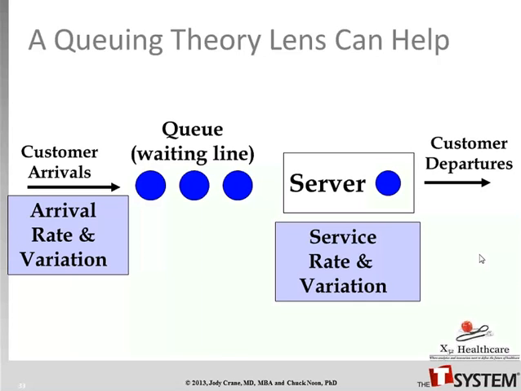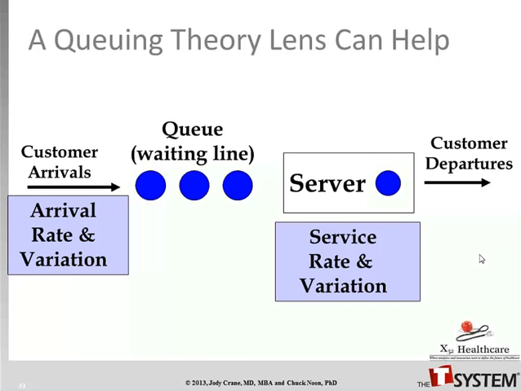So if you look at a queuing interface with an arrival rate of 6 and a service rate of 5, we know on average we'll be stacking up 1 patient per hour for the duration of the time that those arrival rates exceed the service rate of the server.